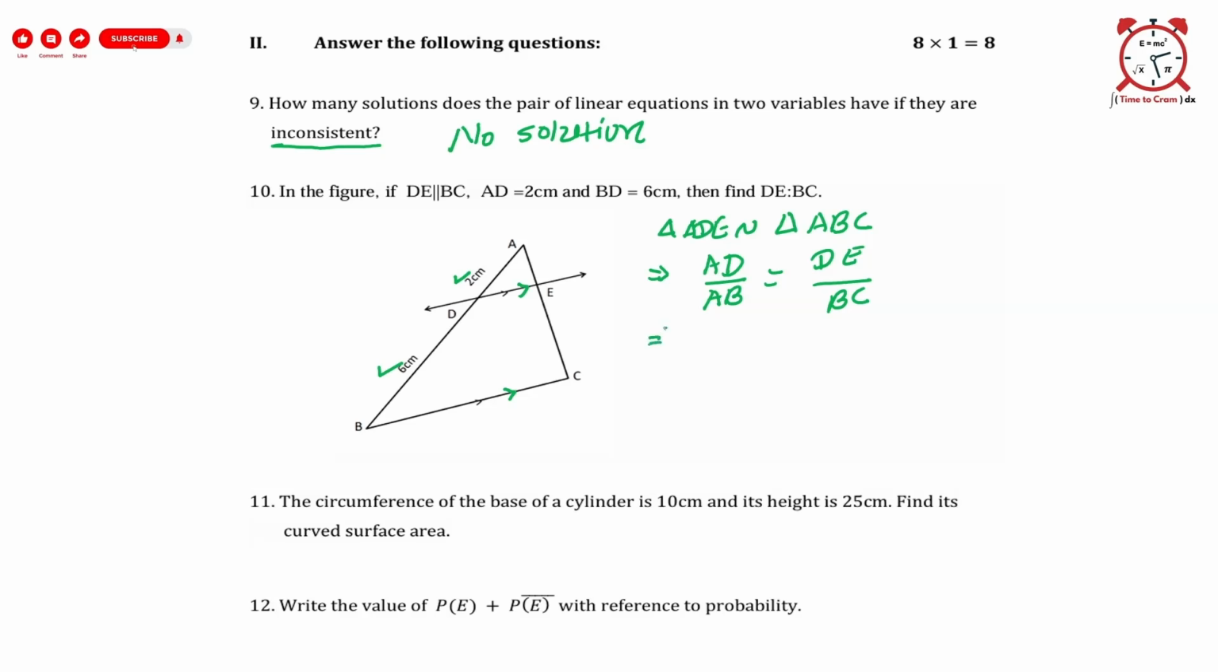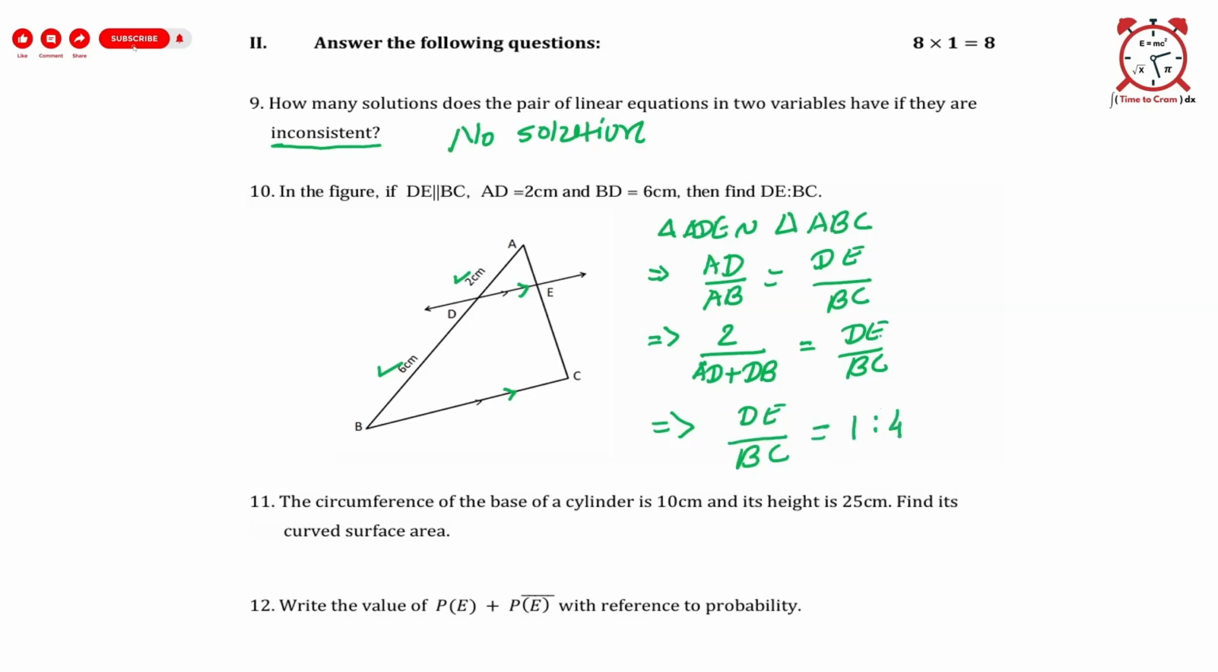So here AD upon DB, AD upon AB, and AB is AD plus DB, equal to DE upon BC. So if we keep all the values given in the figure, we will find the value of DE is to BC equal to 1 is to 4.